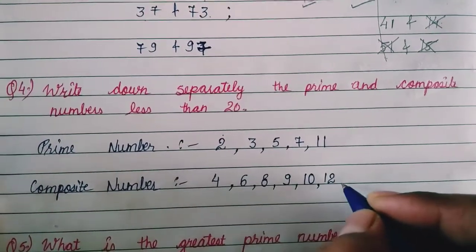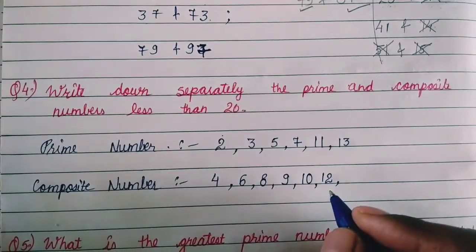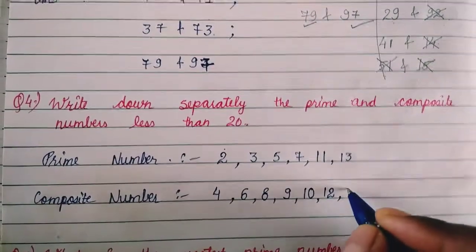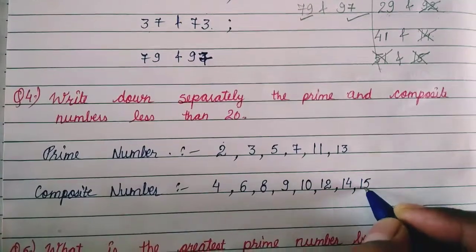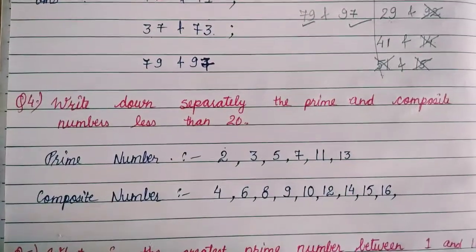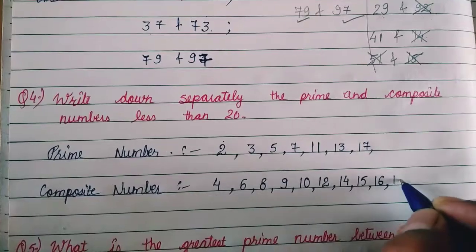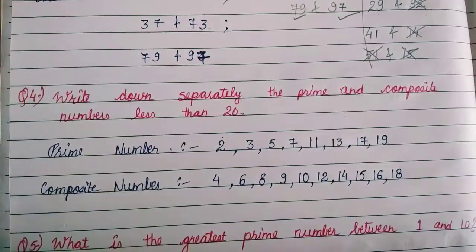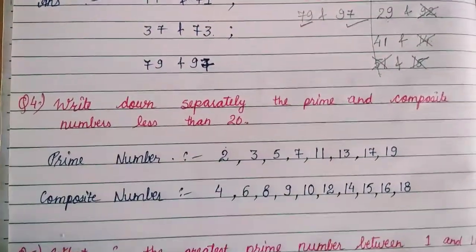is a composite, 13 is a prime number. Same, 2 factors is there, for 2 factors prime number, and more than 2 factors composite number. 14 composite number, 15 composite number, 16 composite number, 17 prime number, 18 composite number, and 19 is a prime number. So we have to choose still less than 20, so only this much set will be there.